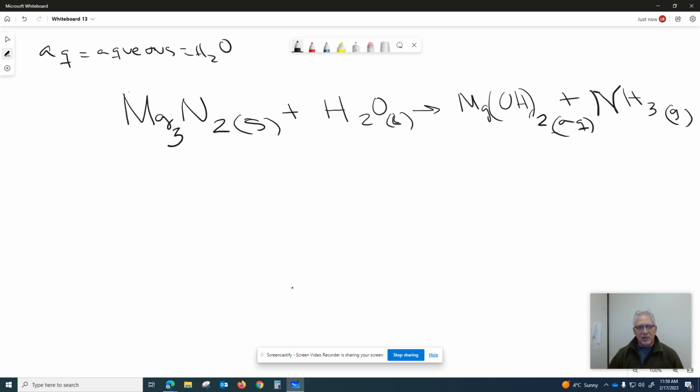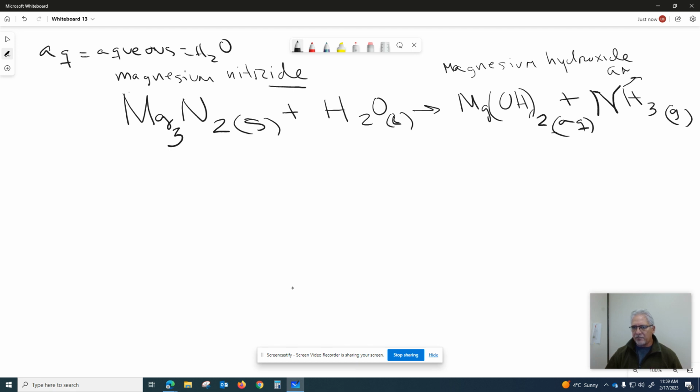This is magnesium nitride. If you want to know the name for each, magnesium nitride, ending ide. Water. This one is a base, magnesium hydroxide. And the last one will be ammonia. You don't need to write the name, it's just to refresh some nomenclature thing.